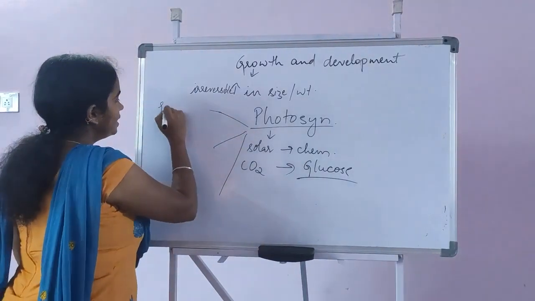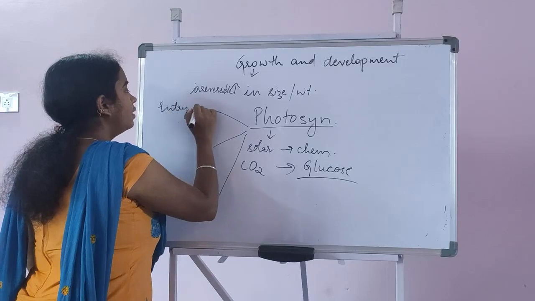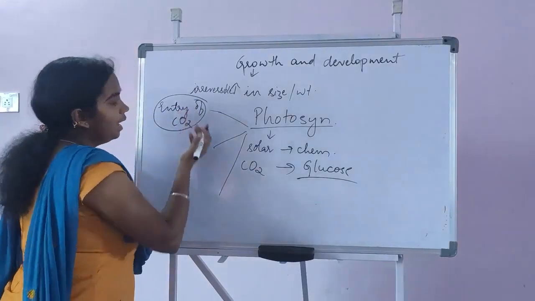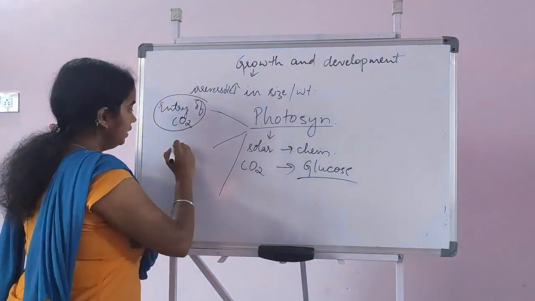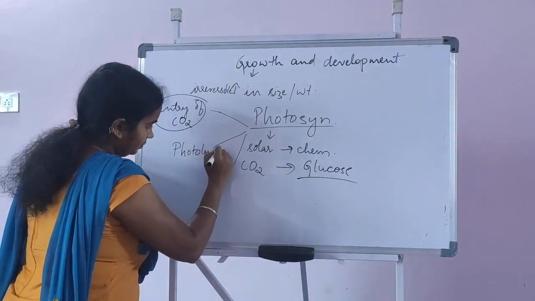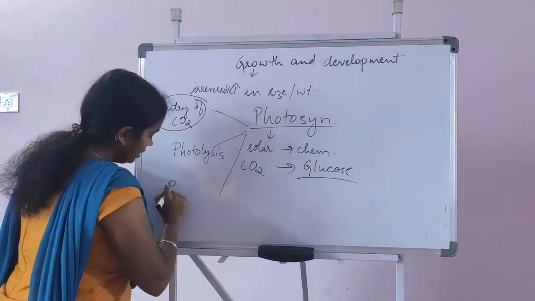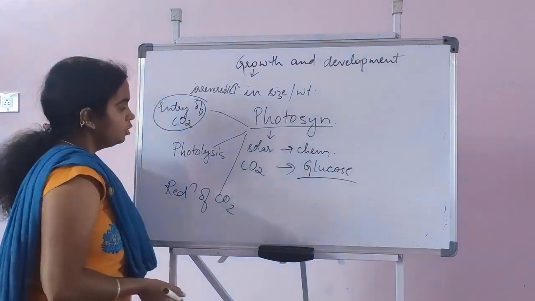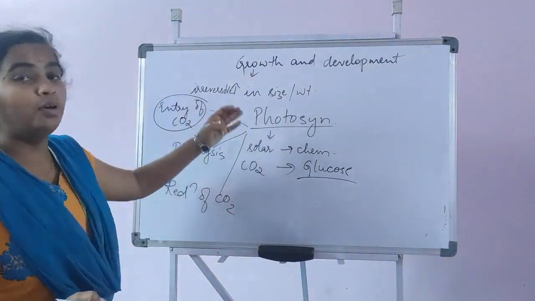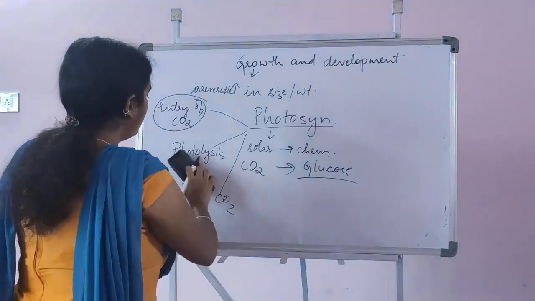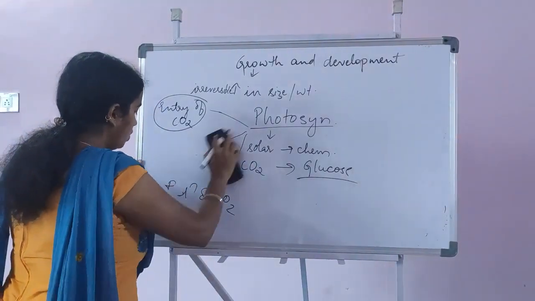The first one is entry of carbon dioxide. How does this happen? After the entry of carbon dioxide, the next process is photolysis. And the third one is reduction of carbon dioxide. So we can learn about photosynthesis in these three steps. First we will start with the entry of carbon dioxide.